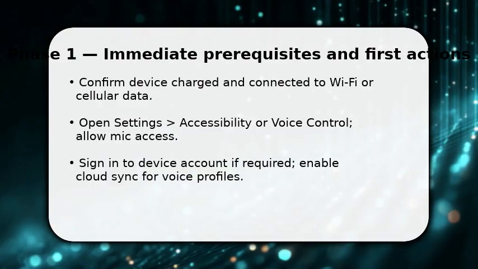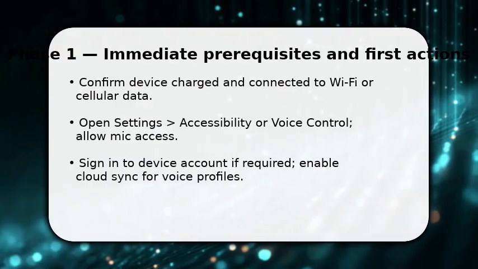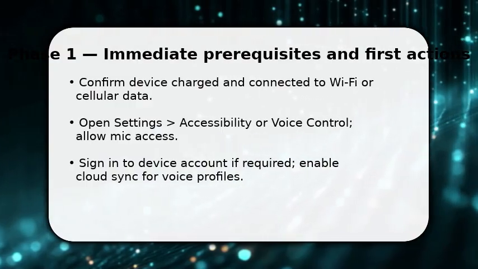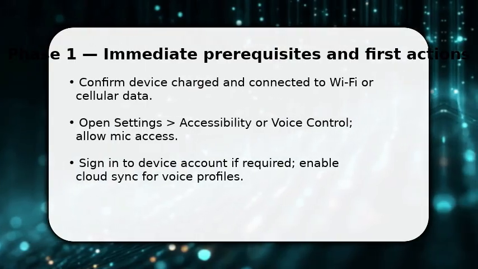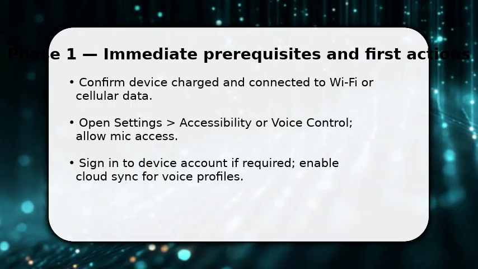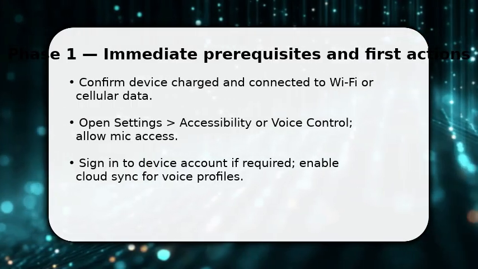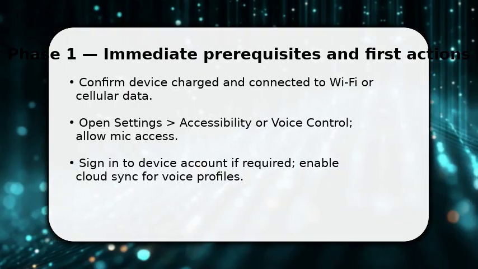You start by checking essentials: battery, network, and account access. Open Settings now, then go to Accessibility or Voice Control depending on your device model. Once there, grant microphone permission so the system can listen. Make sure to allow any background listening toggles.